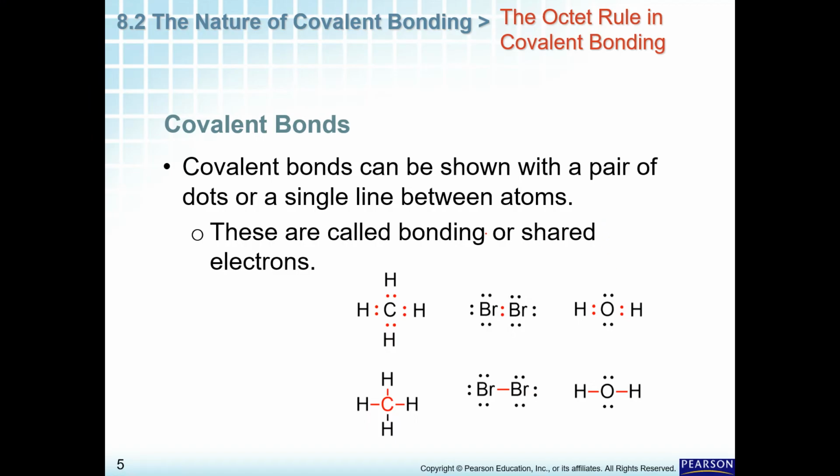We also can share it using a single line. Whenever you see a single line, that is equal to 2 electrons. So over here, we have a dash or single line. This represents 2 electrons being shared. Anytime electrons are being shared between atoms, we call these bonding or shared electrons. We call them bonding because, again, they're bonding something to carbon. And again, we are sharing those electrons between 2 elements.